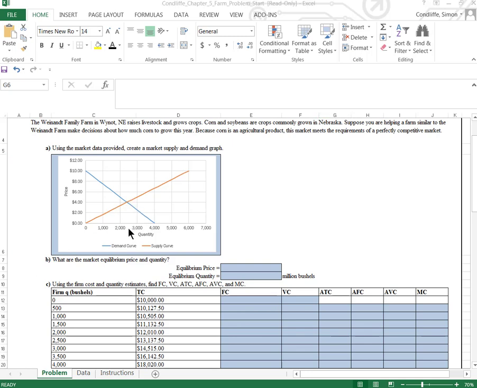To get the equilibrium, clearly the intersection of demand and supply, when the lines cross, that's going to be important. If I hover over here, I see that this point is quantity of 2400 and price of 4.